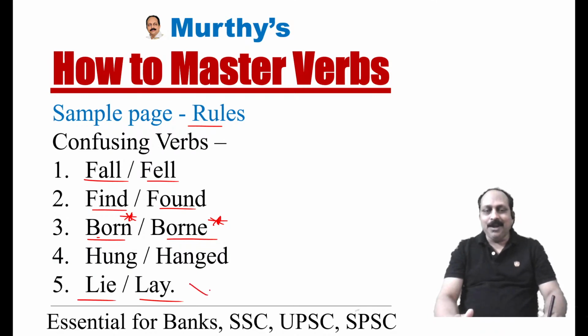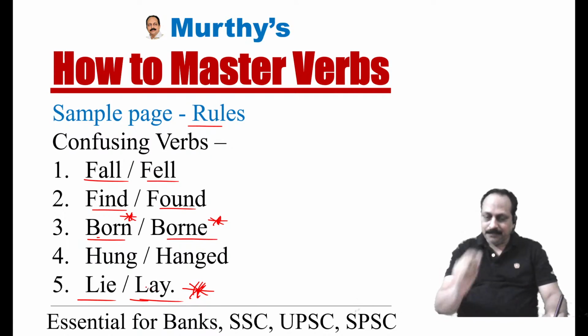Lie, lay, very confusing. It takes about 10 to 15 minutes to explain the difference between lie, lay. Very confusing. One of the reasons: lie is a noun, lie is a verb, lie is a regular verb, lie is an irregular verb. The past form of lie as an irregular verb is lay, and we have a separate verb, lay, laid, laid. And all these you have to write in brief. Then you will be able to remember.